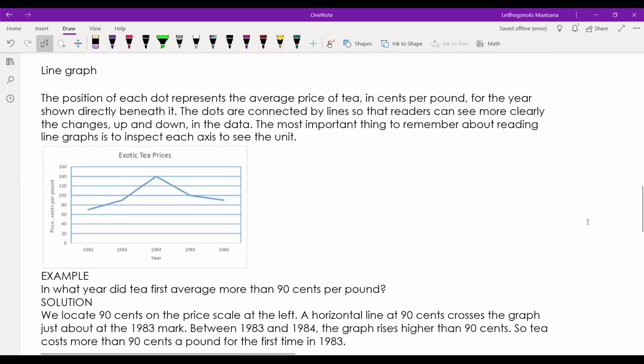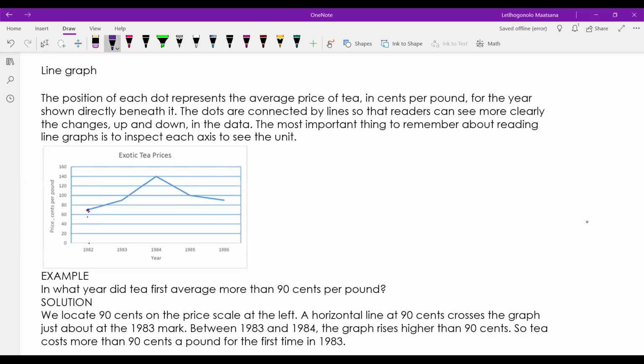Next one we have is a line graph. The position of each dot in our line graph shows the average price of tea in the different years. So here we can clearly see in 1982, the price was somewhere between 80 and 60, being at 70.